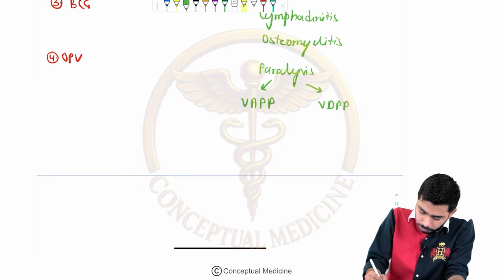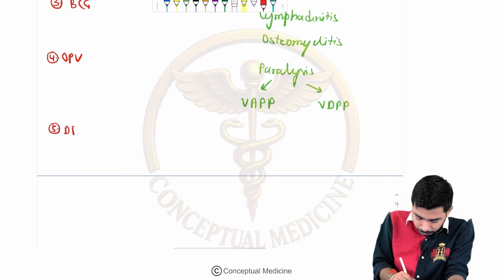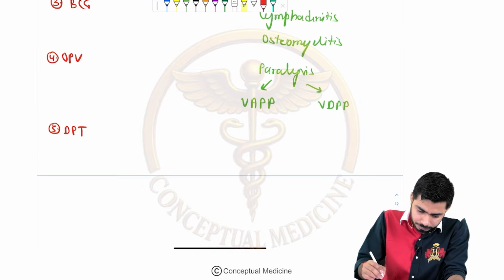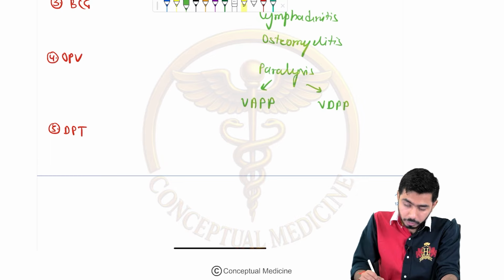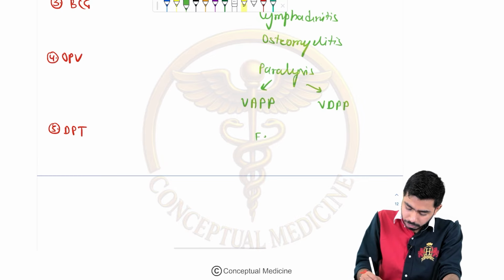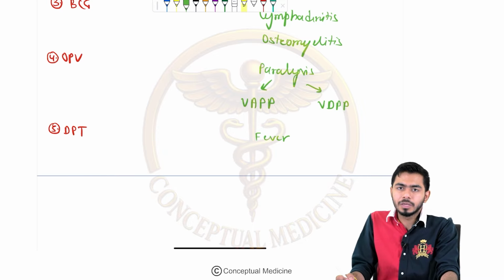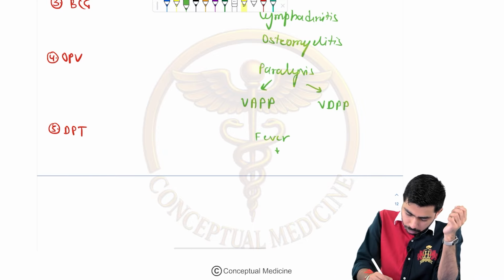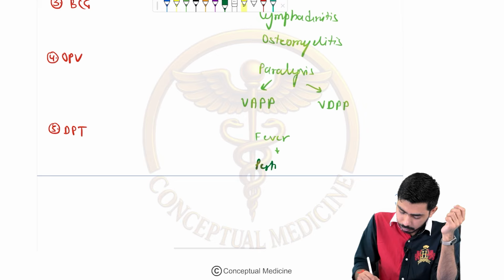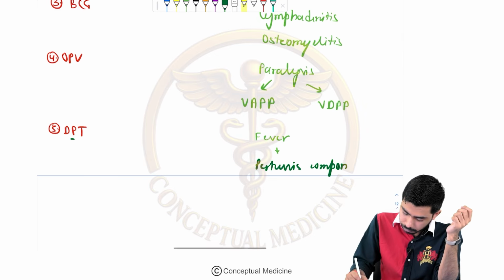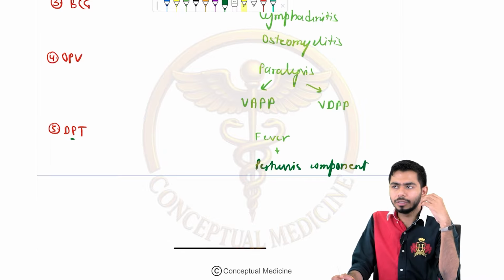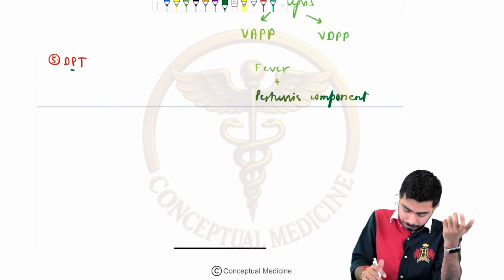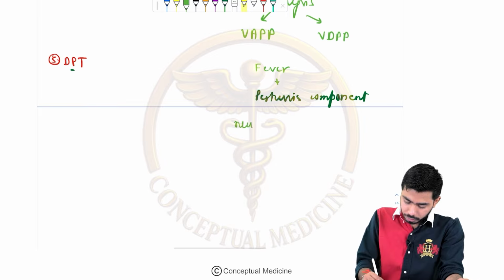Next one we shall talk about over here will be the DPT vaccine, right? With the DPT vaccine, usually the pertussis component is causing the problem sometimes, as I have talked about previously as well. It might be causing fever in a few patients. Mainly because of the pertussis component, some patients might be having fever, and some patients might be having neurological deficit also.